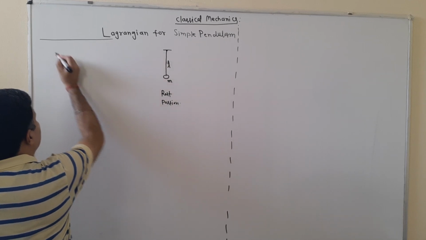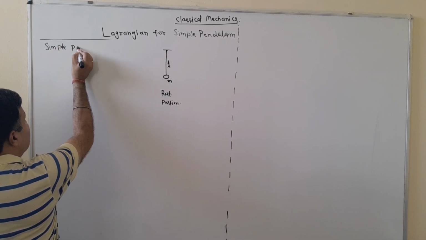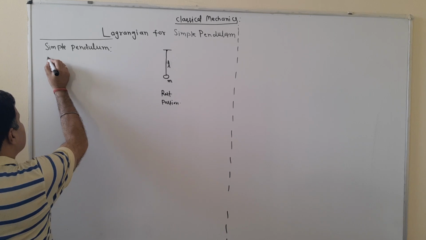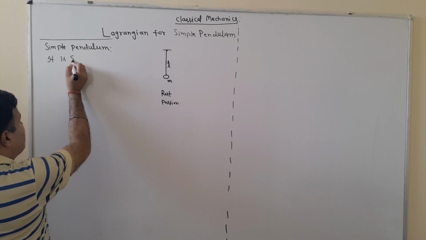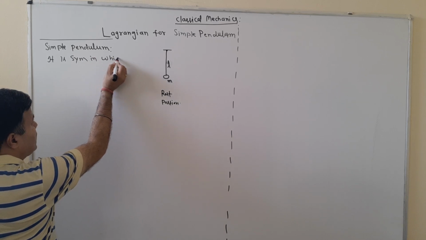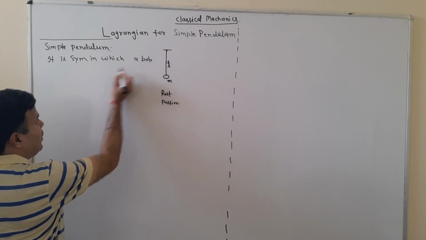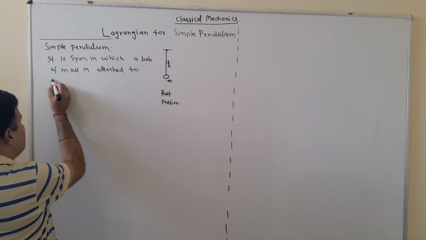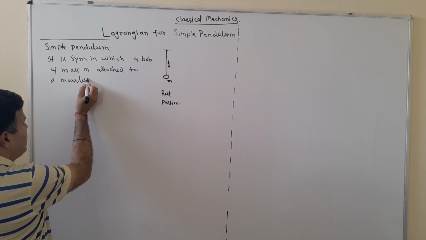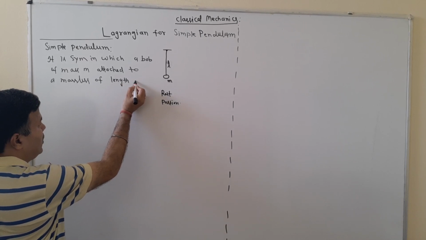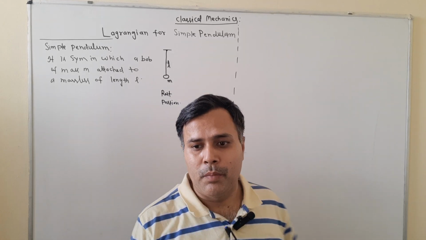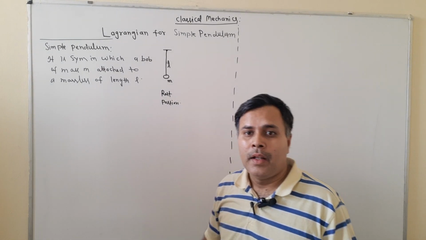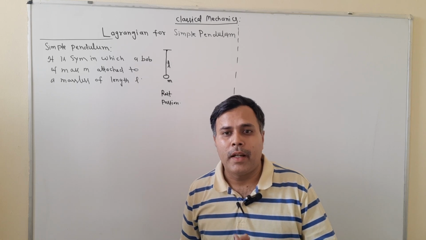So a simple pendulum is a system in which a bob of mass m is attached to a massless string of length L. This system is known as a simple pendulum basically, and we will analyze the mechanics of this physical system via the Lagrangian approach, which is an analytical approach.